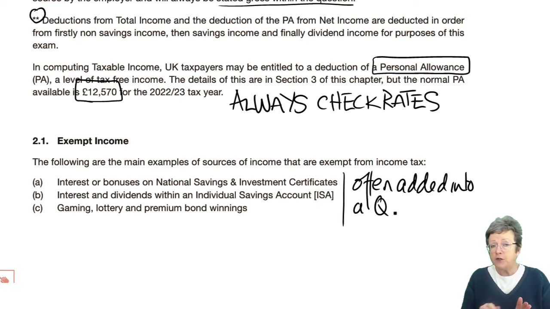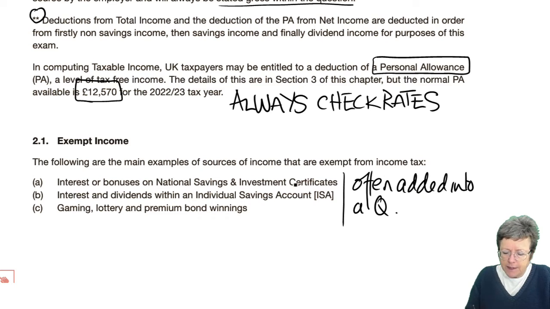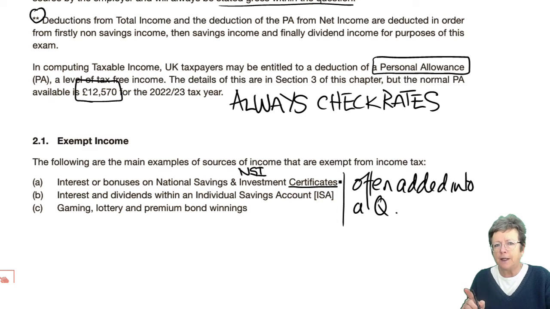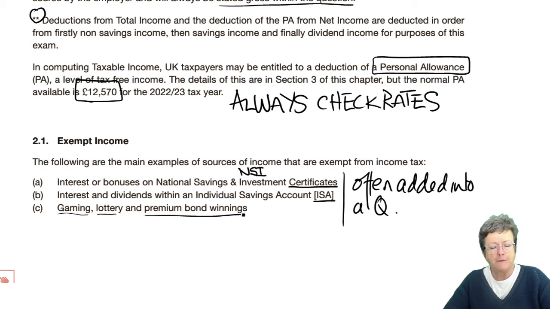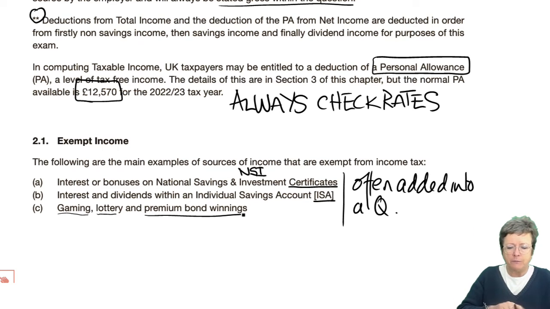Also, so these are the ones: interest and bonuses from national savings, and they might sometimes say NSI rather than the full word. Certificates, not an account. Interest and dividends from an ISA. Anything you've won in gaming, anything you've won in the lottery, and any premium bond winnings that you might see. Okay, they are exempt. Now, if you see them in the question, and they've been added in to try and catch you out, if you see them, do not ignore them. Do not ignore them.